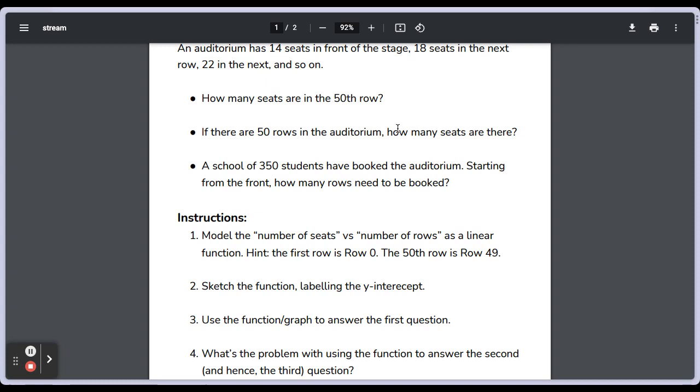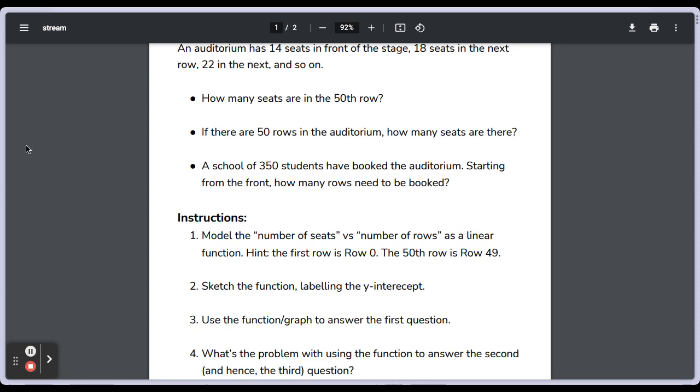So you have to work out the total number of seats there are in the auditorium. Total number of seats. So using the function doesn't get us there by itself. Of course, there are methods that you can use, but using the function, it's not fit for purpose, right? And that's the point I wanted to make. It's not fit for purpose.